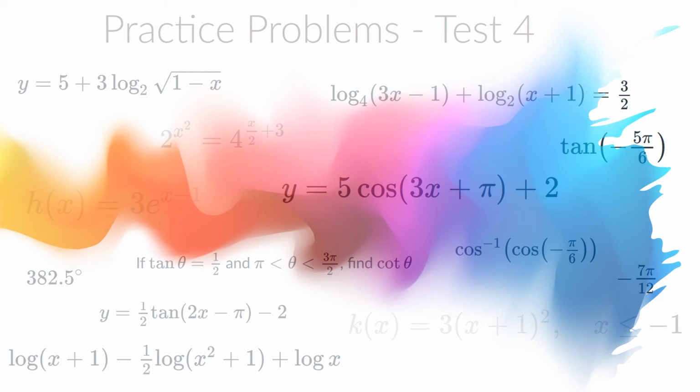This is part 3 of the test 4 review. In this, we discuss graphing trigonometric functions and evaluating inverse trigonometric functions. So before we move on to the problems, let's look at some of the basic theories. For example, let's look at the three basic graphs: sine, cosine, and tangent.